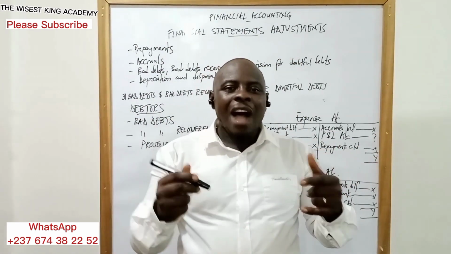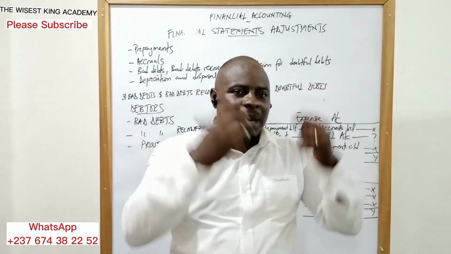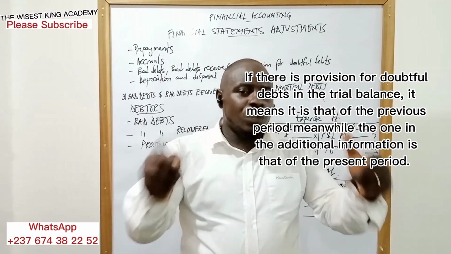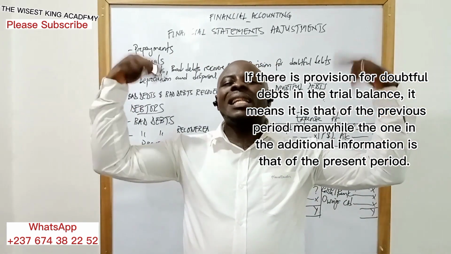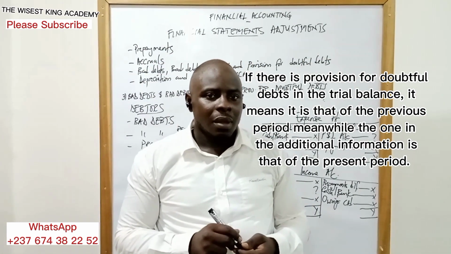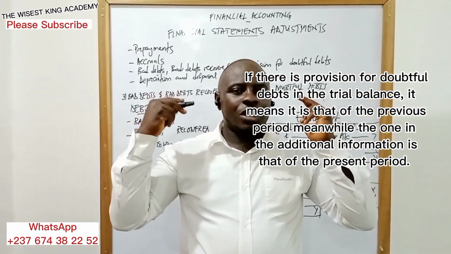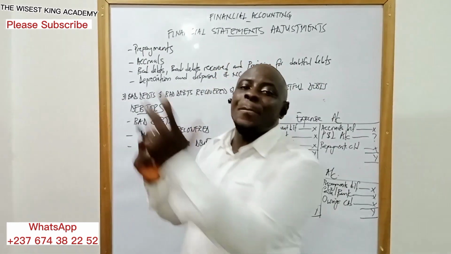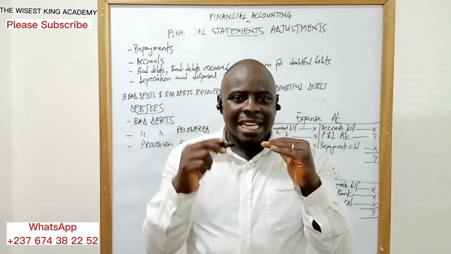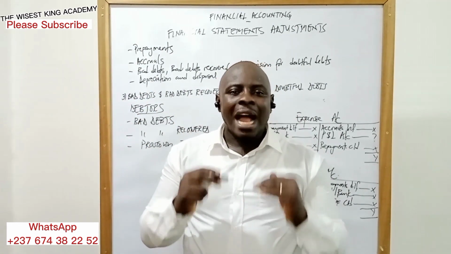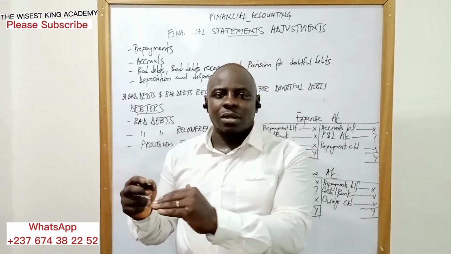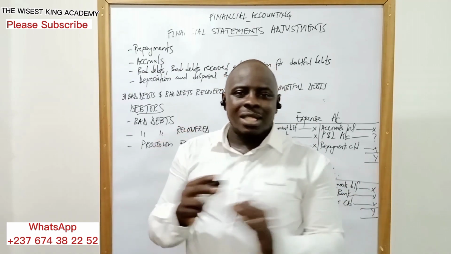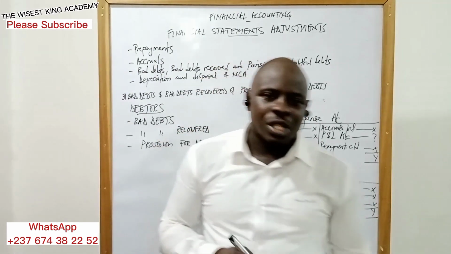What if we have a provision for doubtful debts in the trial balance? If there is a provision for doubtful debts in the trial balance, it means that that provision is the provision of the previous period. The provision for the present period is calculated and compared to see if there is an increase or decrease in provision, and that is what will be taken to the income statement. So when there are provisions at the beginning and at the end of the period, only the increase or decrease is taken to the income statement.